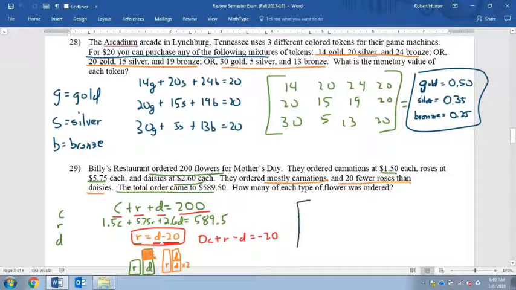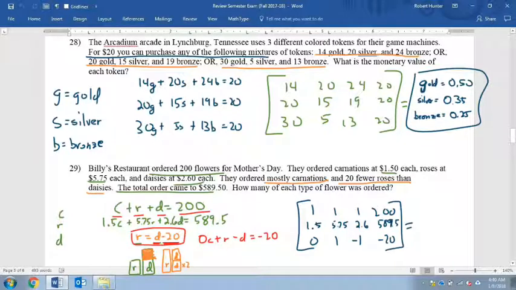So your matrix is 1, 1, 1, 200, 1.5, 5.75, 2.6, and then 589.50, and then 0, 1, negative 20 for your comparison. Let's get that in the calculator. Matrix, math, edit. 1, 1, oh.